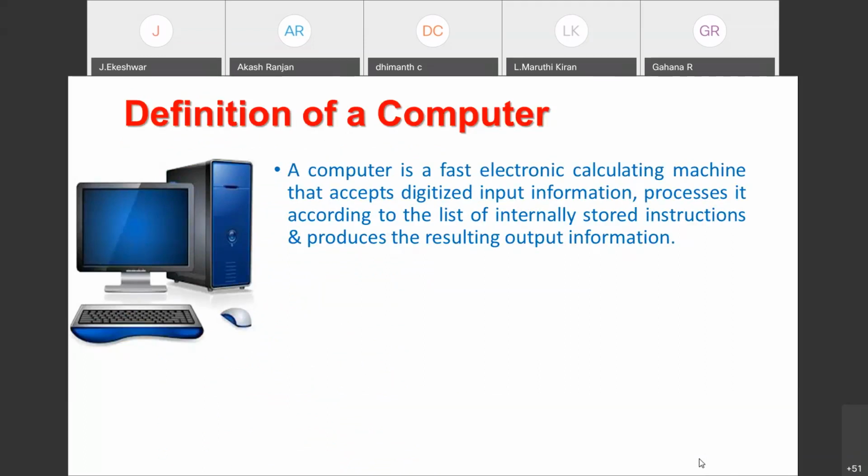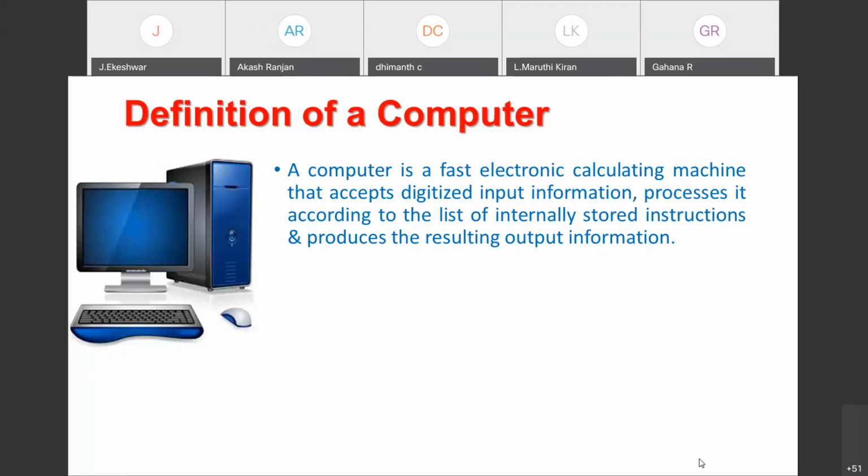What does a computer do? It accepts the input. So whatever the input it accepts, it will be converted into digitized form, that is binary form, what we can say, that has zeros and ones. Then it is going to process that according to the list of internally stored instructions. Processing, that means, once we say it accepts the digitized input information, that means the input unit comes into the picture here. See, the functional units of a computer are actually used in this definition.